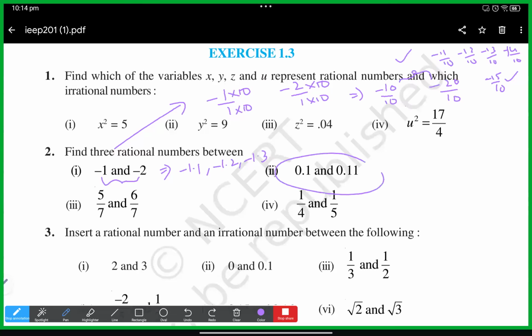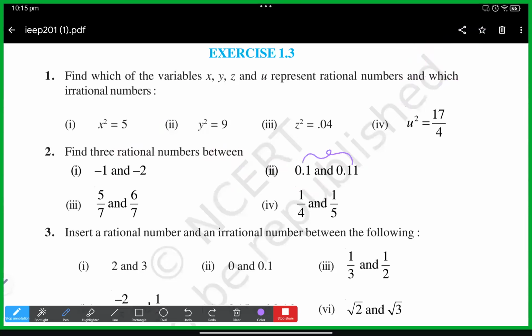Then the second one would be: we can write -11 by 10 as -1.1, -12 by 10 as -1.2. Now in between 0.1 and 0.11.